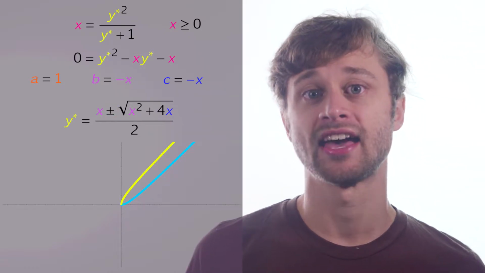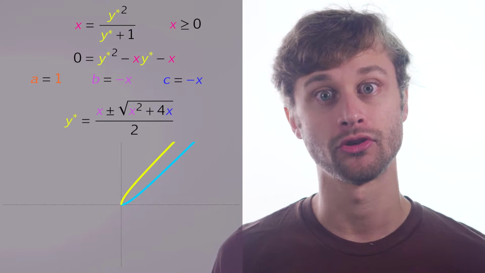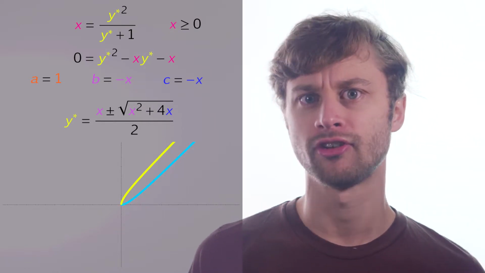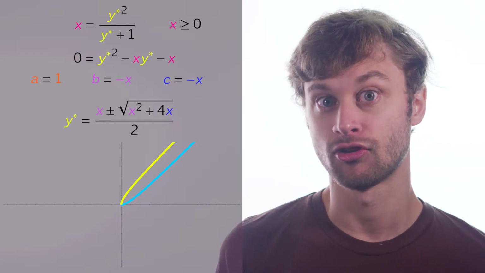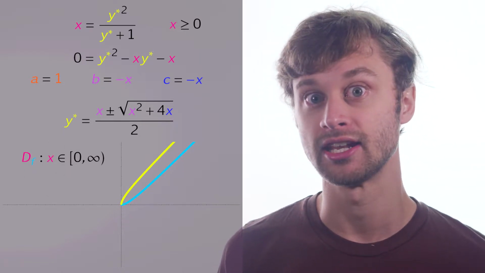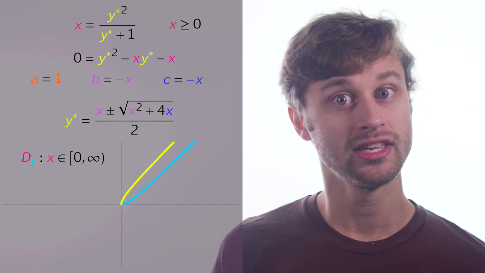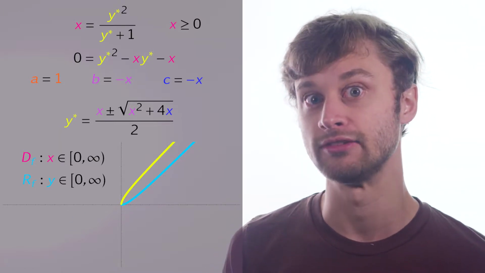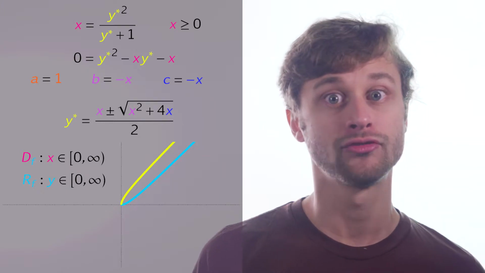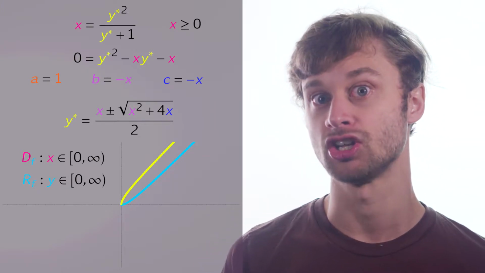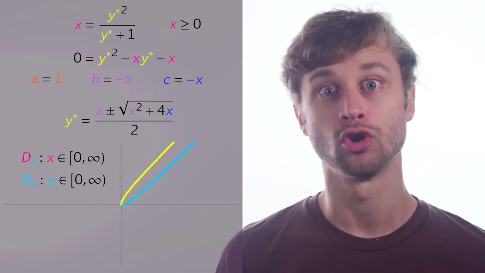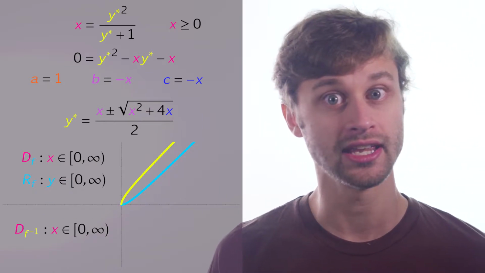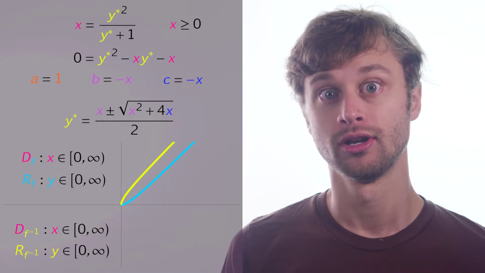So let's go back to that added stipulation that x must be greater than or equal to 0 in our initial function. The domain for the original function that we've defined is from 0 inclusive to positive infinity. If we look at the graph, we can see that its range is also from 0 inclusive to positive infinity. And remember that inverse functions flip the domain and range of the original function. So the domain of the inverse function is from 0 inclusive to positive infinity, and its range is also 0 inclusive to positive infinity.